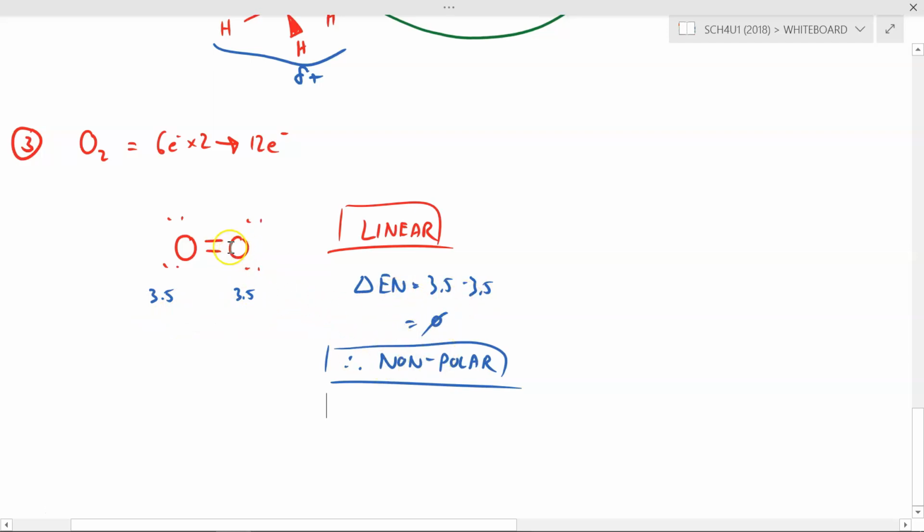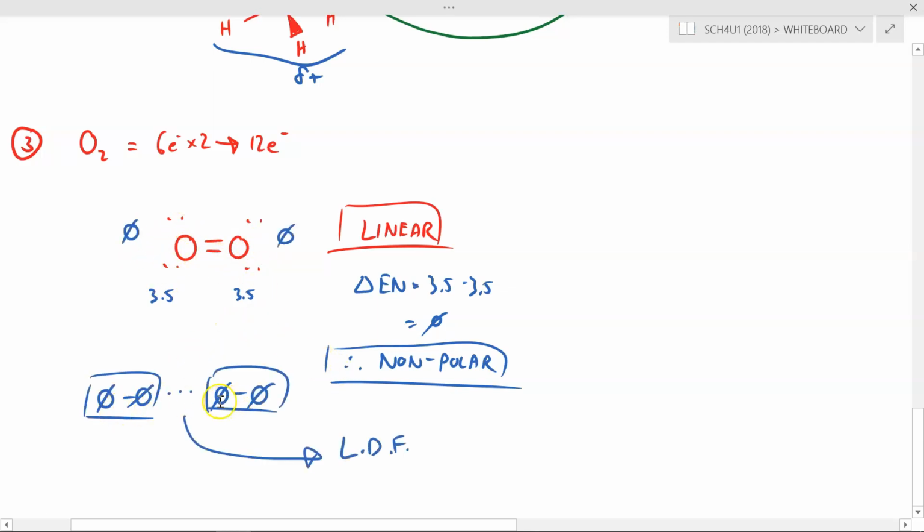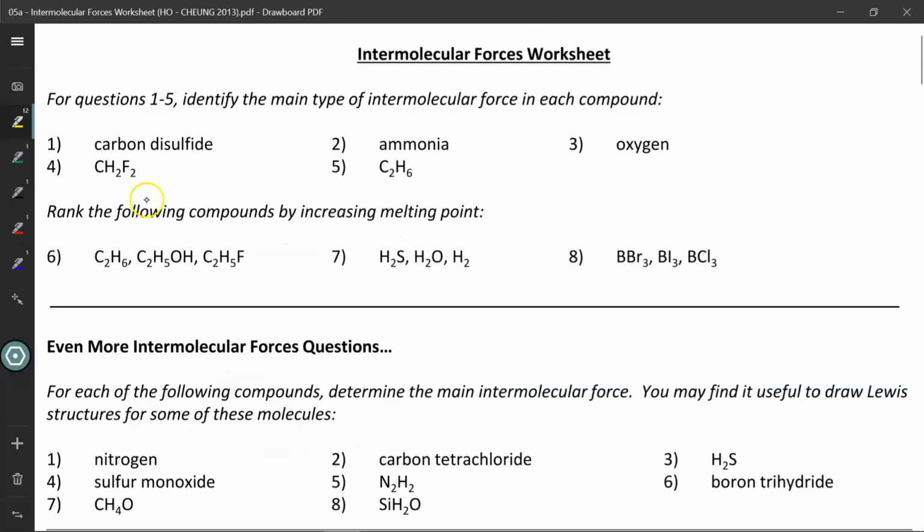So the electrons will not be attracted to one end more than the other, so you're just going to have a nonpolar molecule. Again, with two neutral molecules, the only attraction they're going to have is due to those instantaneous dipoles, the temporary dipoles that form through the electrons moving randomly. And so we're just going to call it London dispersion forces will be the strongest type of IMF between these two. Our fourth example is CH2F2.